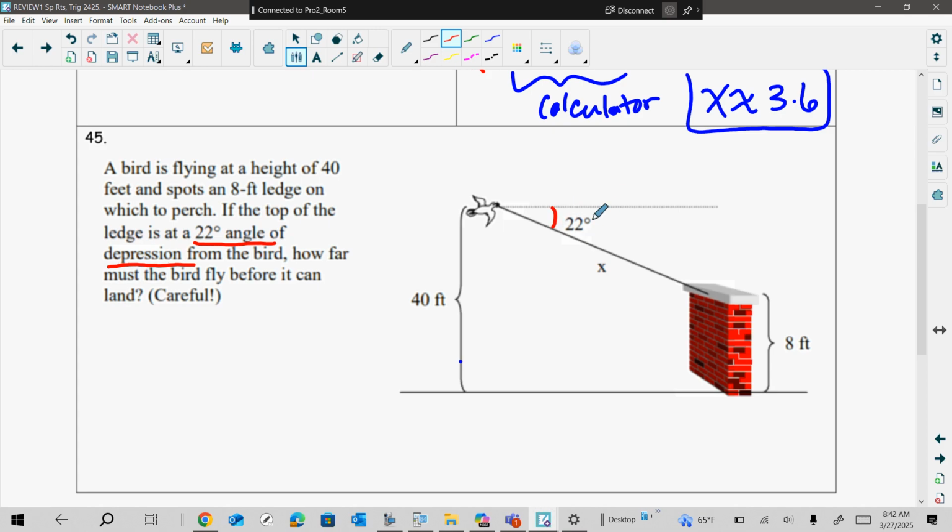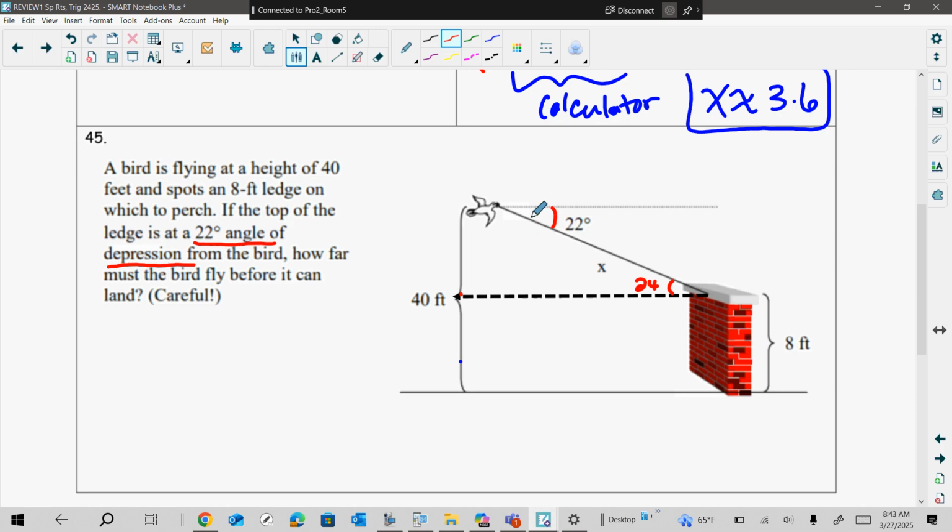So what you're going to need to do to use trig to find how far the bird is, let me get my pen here. You're going to have to end up drawing another horizontal line here. Because we need to create a right triangle. So if I do that, this is going to be the 22 because they're alternate angles here.